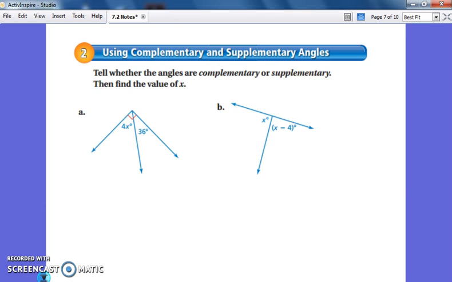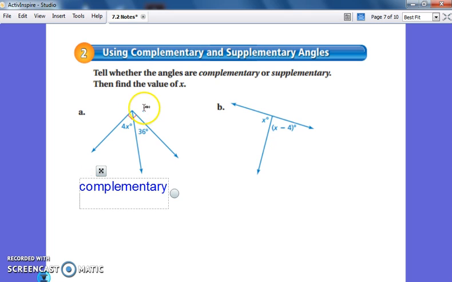Example 2 says using complementary and supplementary angles. Tell whether the angles are complementary or supplementary, then find the value of x. Well, A has a big hint for us. That square here means it's 90 degrees. We know that 90 degrees is going to be complementary. So let's write that down.